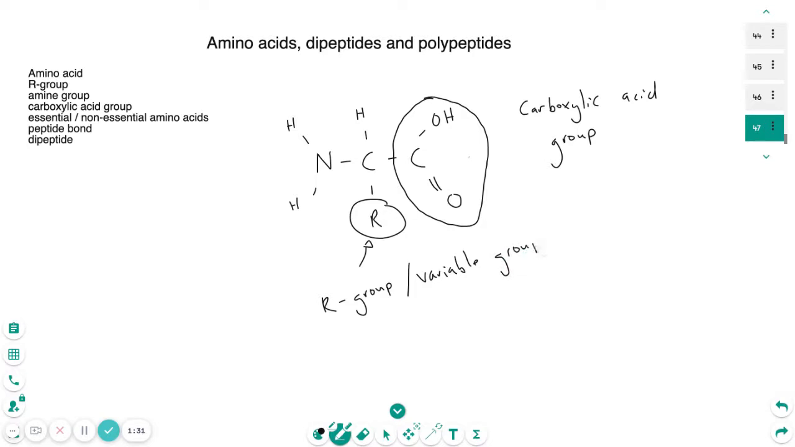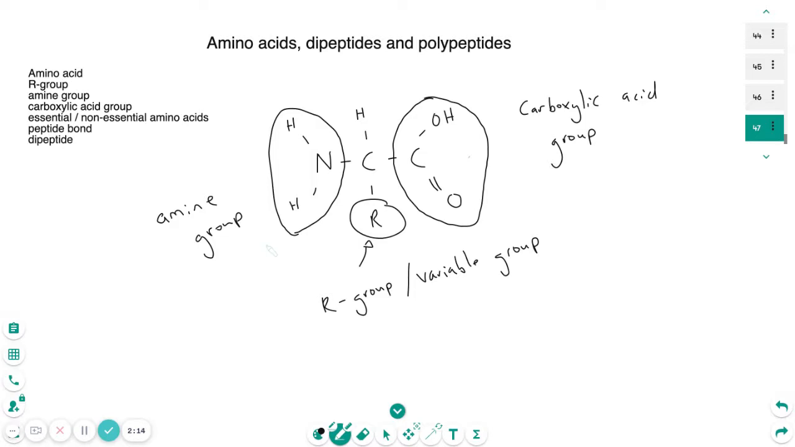So there's 20 different amino acids, and for those 20 different types of amino acid, all this NCC, the H's, the carboxyl, that's all the same. The only thing that's different is something called the R group. This is what makes them different. So the 20 different types of amino acid exist because there are 20 different types of R group. Then we've got something here called the amine group. So that is how we draw an amino acid.